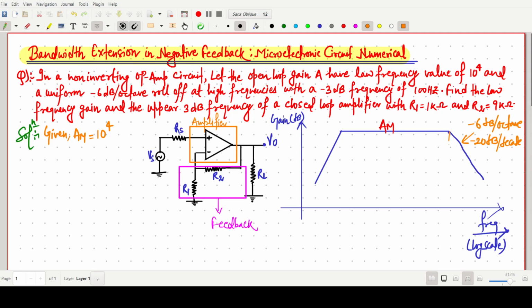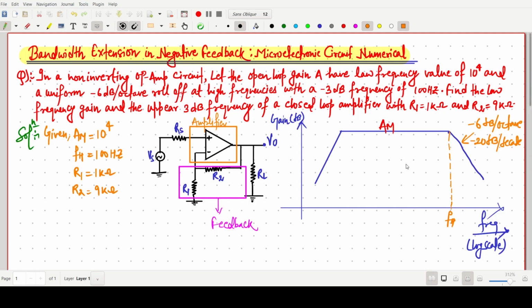And this value is given, that is our, we can say, fh. A uniform minus 6 dB per octave roll off at high frequency is given, that is our fh. So in this question, fh for the particular amplifier is 100 hertz. And the R1 value is given as 1 kilo ohm, and the R2 value is given as 9 kilo ohm.